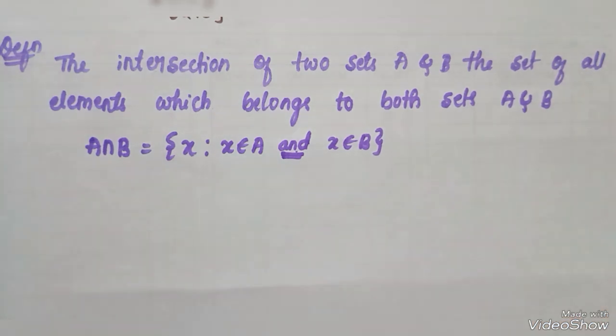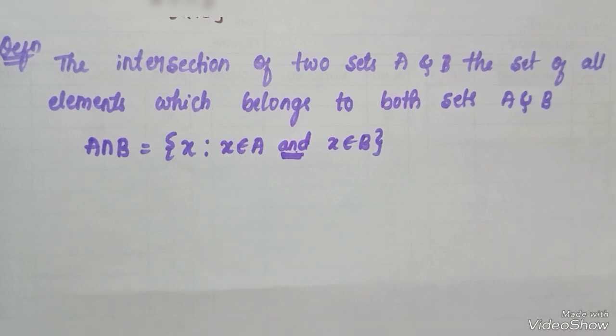Here is another simple definition. The intersection of two sets A and B is the set of all elements which belong to both sets A and B. Otherwise, the simple definition is that sets A and B having common elements between A and B is called A intersection B. For your convenience, you can read whichever is suitable for you. Both are the same.